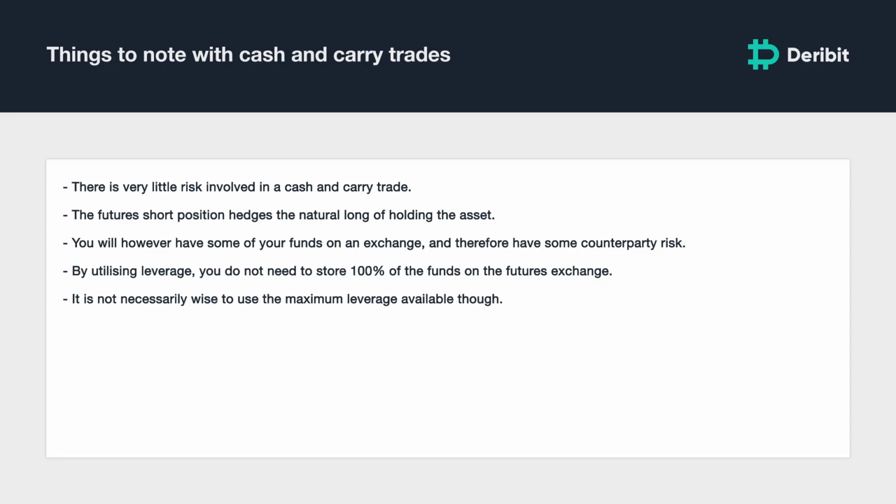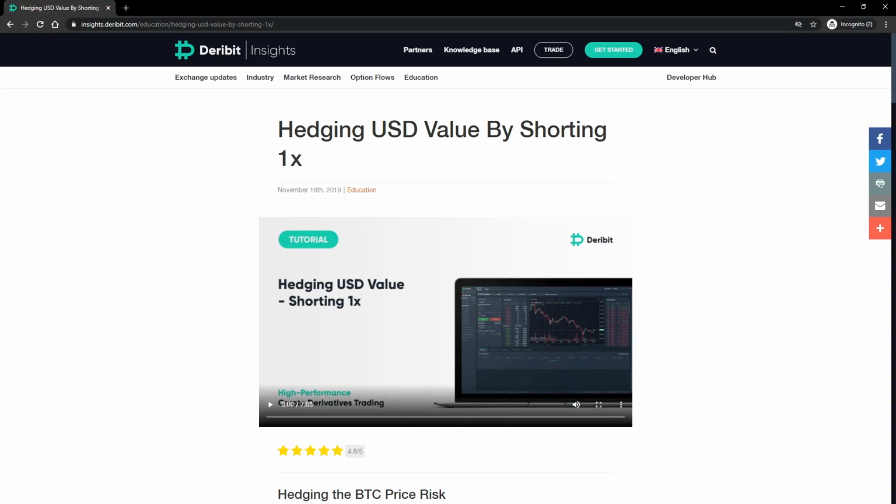you don't want the liquidation price of your short to be too close to the current price. The higher the percentage of your funds you keep on the exchange as collateral for the short, the higher your liquidation price will be. At the extreme, if you place 100% of the funds on the exchange, you will have no liquidation price. For more on this, see our lesson on hedging USD value by shorting 1x here on the Deribit blog.